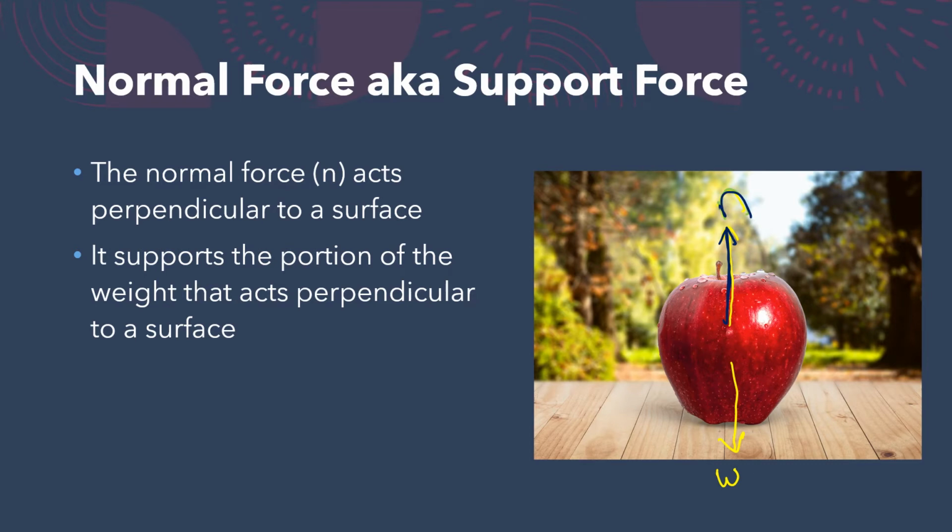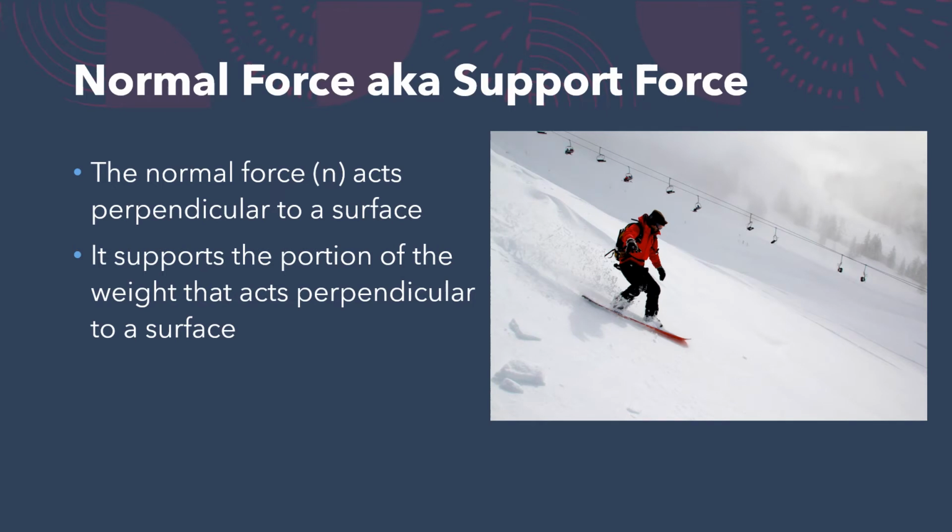So if this was a 4 Newton apple, the amount of normal force here would also be equal to 4 newtons. So it's the amount of force that's acting to support that object against the gravitational pull. On a flat surface, it's pretty easy. If the thing's not falling through the flat surface, that normal force and the weight of the object will be the same.